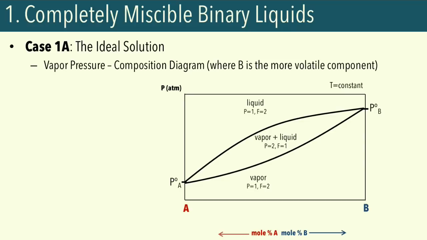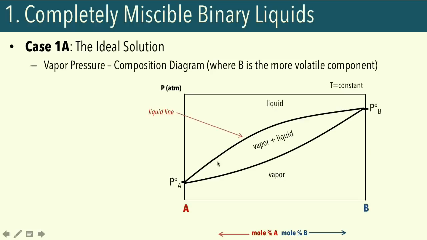So how could we interpret this diagram over here, and what do these lines mean exactly? Let's just redraw this in a bit. The top line over here represents the liquid line. The bottom line over here represents the vapor line.